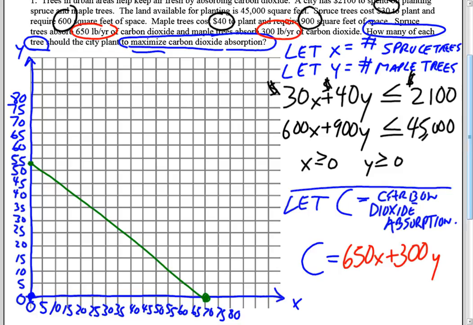Plot those 2 points. If you have multicolored pencils, pens, this topic, this unit might be helpful to actually use those. 0 and 50. So we're right there, a little bit lower. 75 and 0 right there. Connect.